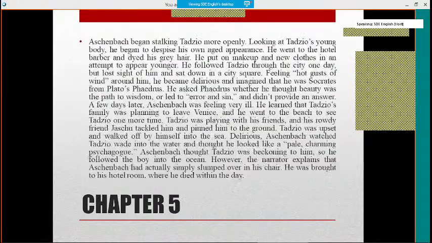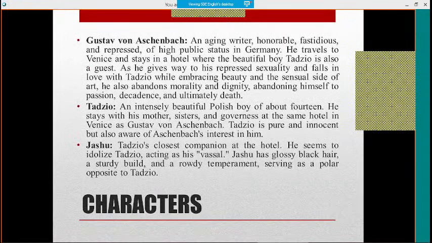Before moving on to the story, let me give you an introduction to the characters. We have Gustav von Aschenbach, we have Tadzio, and we have Jaschu. These are the 3 characters in this novella. I already mentioned Gustav von Aschenbach. He's an aging writer. He's an old man. He's honorable.